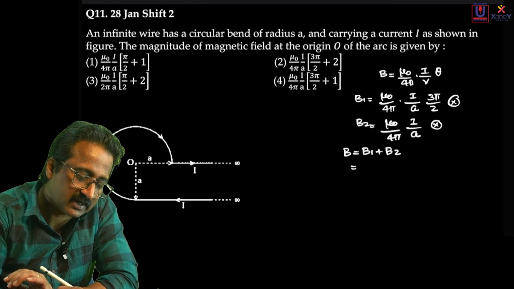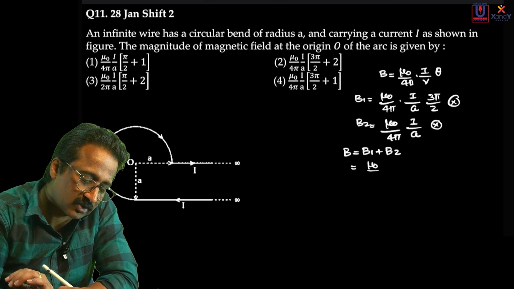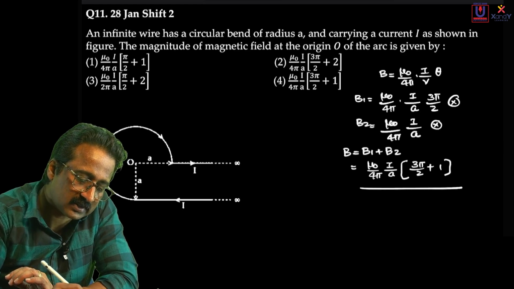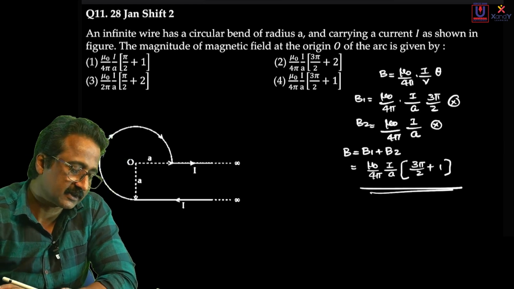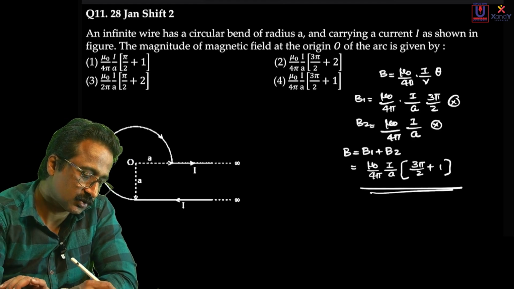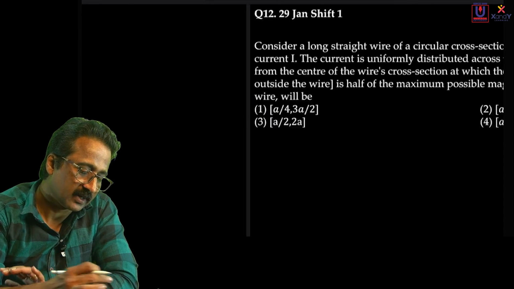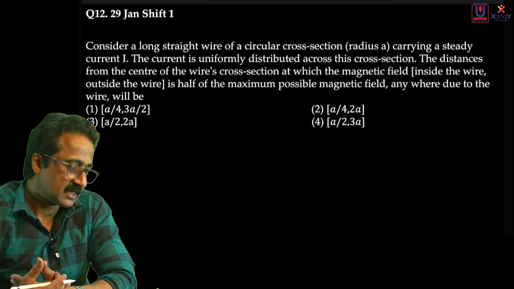Okay, let's add them carefully. I'll take the common factor mu0 by 4 pi. I by A is also common for both. I think in B1 it is 3 pi by 2 and in B2 it is 1. Okay, this is the total field at the center for the given situation. So it is option 4. Okay, moving on to the next one.